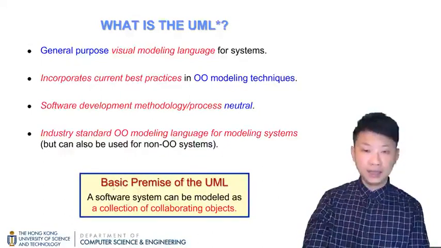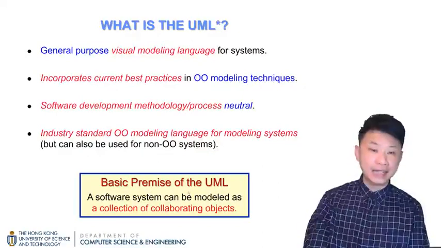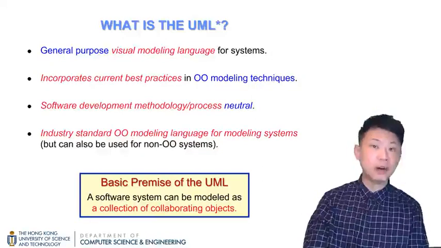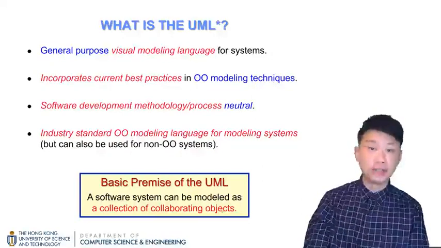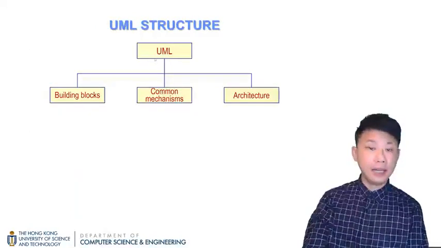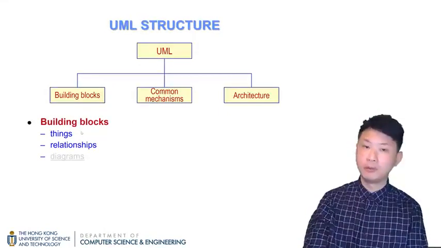So the basic idea of UML is that we try to represent the system using a collection of important objects that exist within the software system. And this is the structure of UML. Within UML, we have different building blocks that we can use for drawing the model.